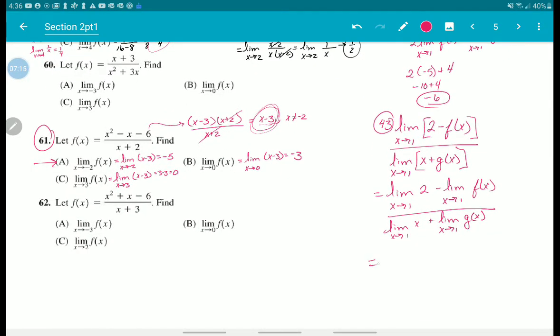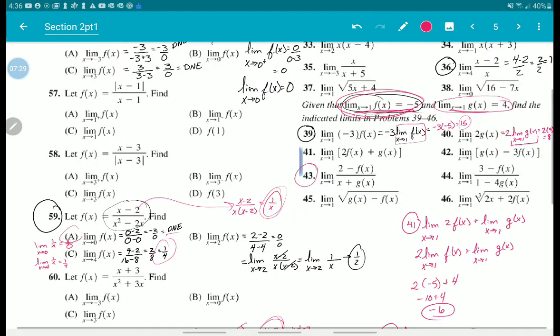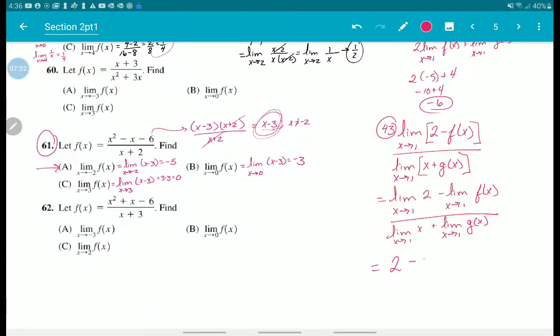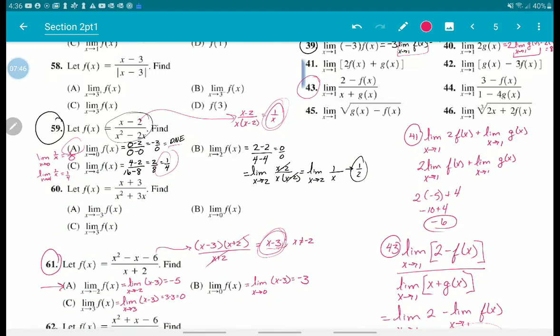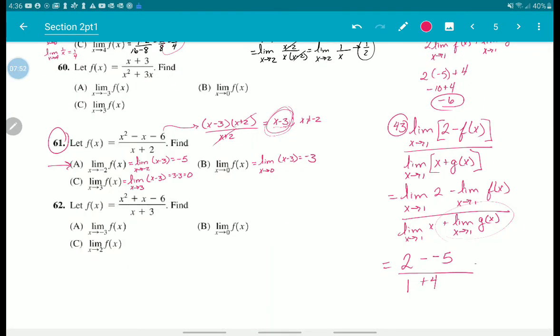So we know some of these pieces. The limit as x approaches 1 of 2, that's a constant function, so it's just going to be the number 2. The limit as x approaches 1 of f, they've told us was negative 5. That was here. The limit as x approaches 1 of x is just going to be equal to 1. And the limit as x approaches 1 of g of x, well, they've told us what that was, and that was equal to 4. So we're going to get 7 over 5 for that limit.